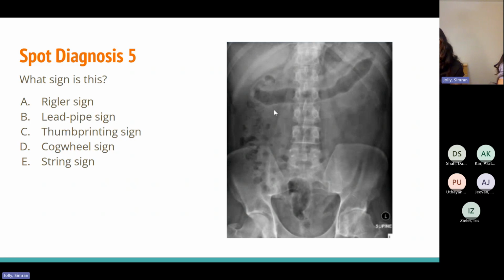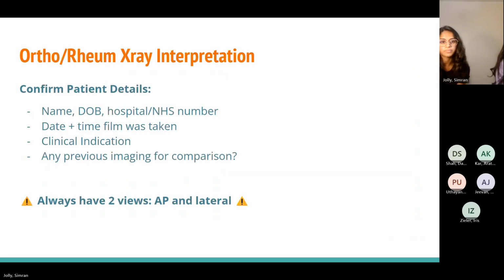Cogwheel sign is something to do with obs and gynae, so that's not for this year. And a string sign is related to Crohn's disease, but it's not usually seen on an X-ray. So lead pipe, there we go.